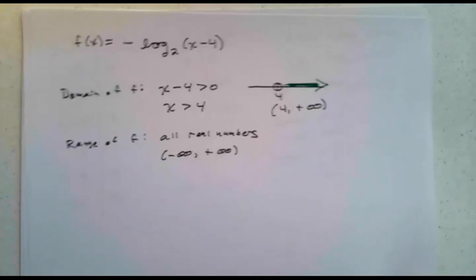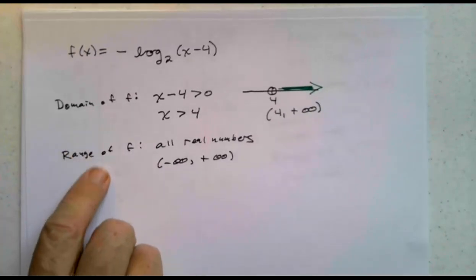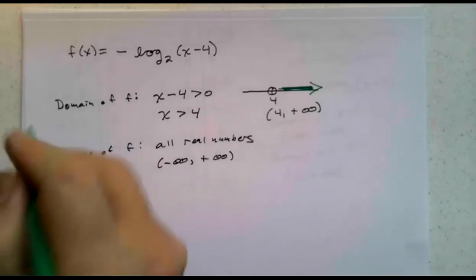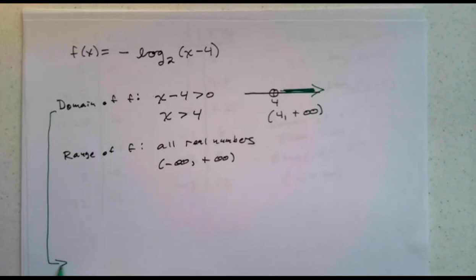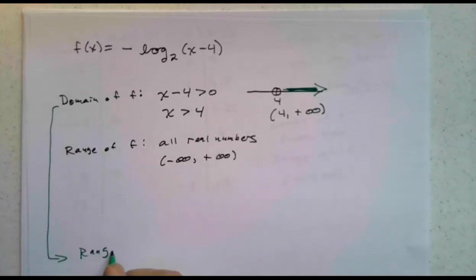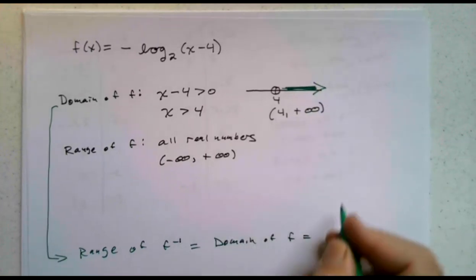Notice, here was our first page. X becomes y, y becomes x. So the domain of f has to be the same as the range of f inverse, right? Because x values in F are the y values in F inverse. So the range of F inverse has to equal the domain of F, which would be 4 to infinity.